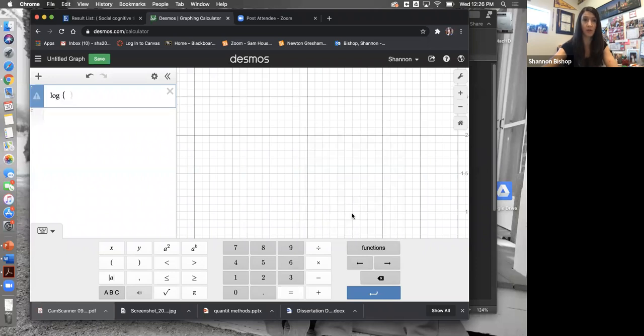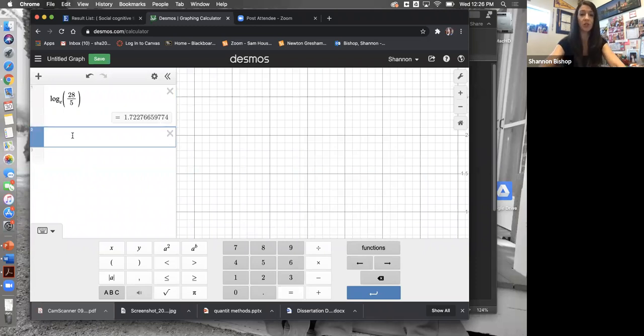Back to Desmos. Okay, option number 1. Functions, logarithm, base E of 28/5. There you go. It is 1.7227. That's the answer. Or why would you type log base E when you can just type ln of 28/5? Aha. Hey, look, same answer.